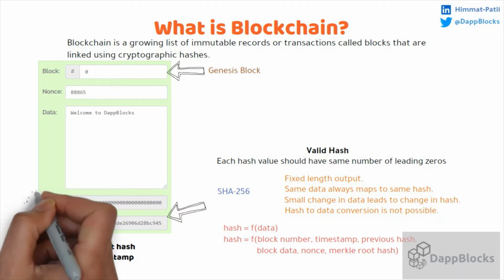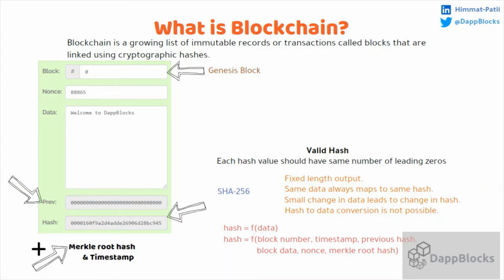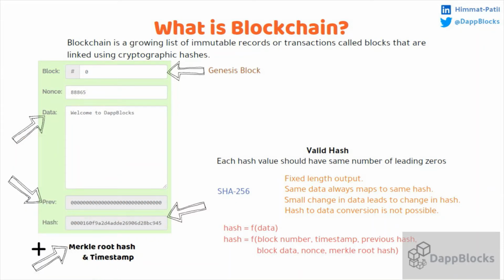Fourth, previous hash. Previous hash is the hash of the previous block. The genesis block's previous hash is 0 because there is no previous hash for that block. Fifth, data. Each block can store data against it.